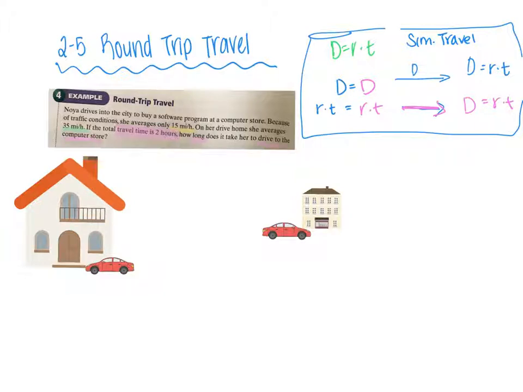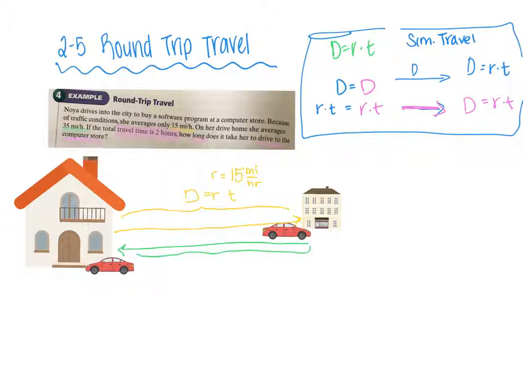So let's set this up and draw this out. I always find it helpful to draw a diagram. So I'm going to look at the time that she left her house to go to the store. Now, whatever this distance is, it doesn't change. But I know that it equals rate times time, and I know that my rate here was only 15 miles an hour. It's so painfully slow.